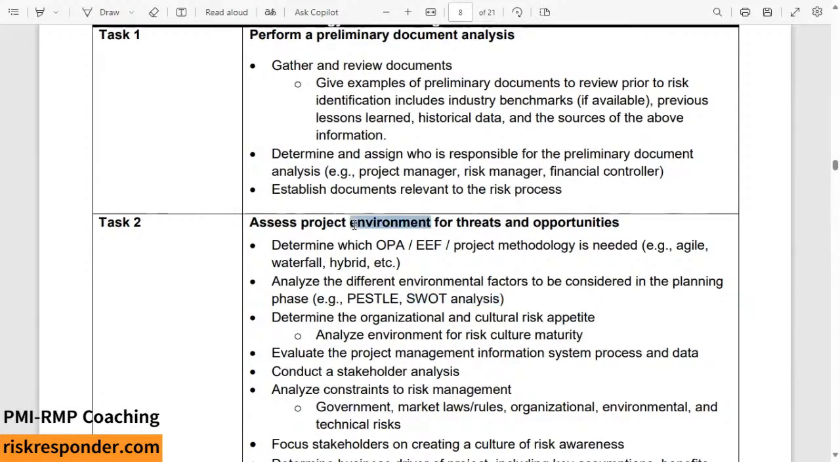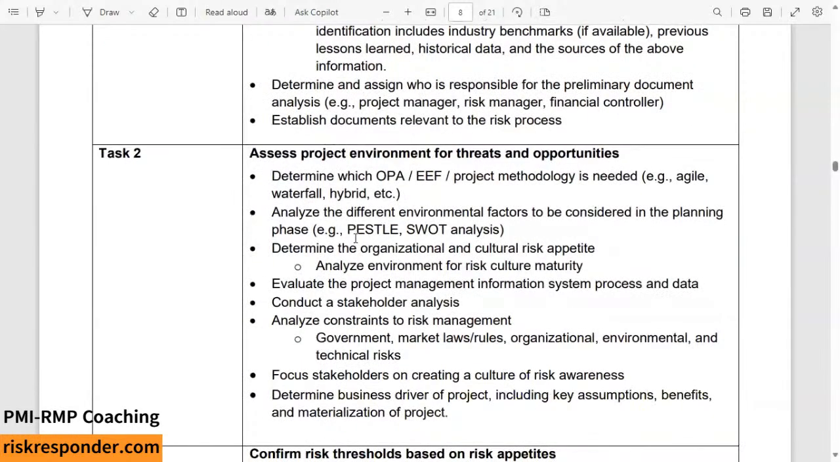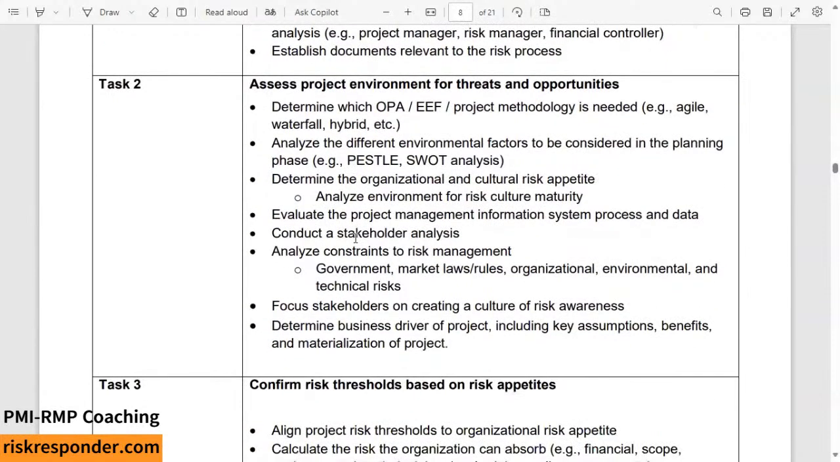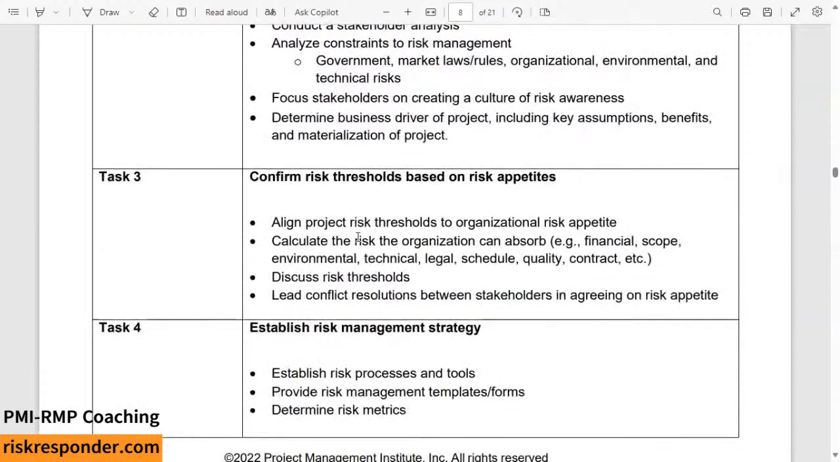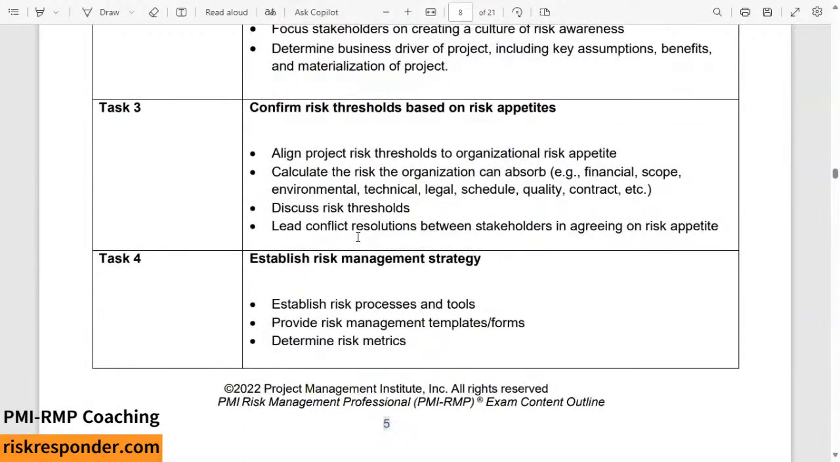So at a high level, you're looking at the environment, you're using prompt lists, you're using other things like your WBS to prompt where could a threat be? Where could an opportunity be? Don't be hyper-focused on threats without opportunities.